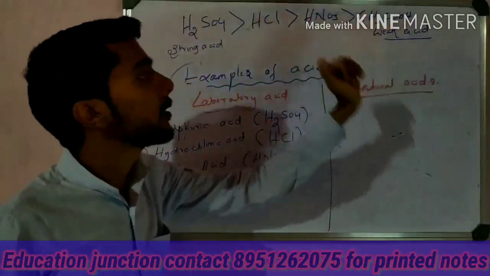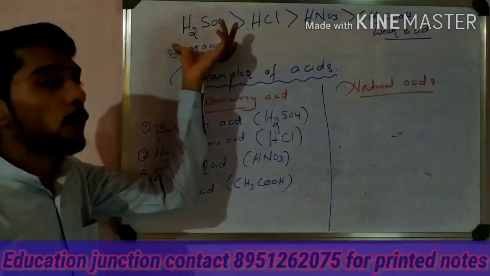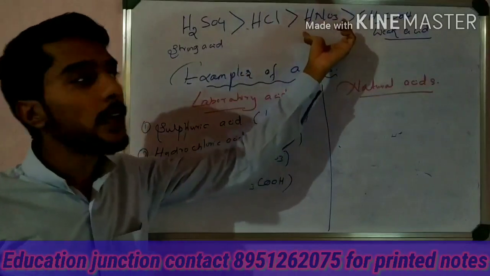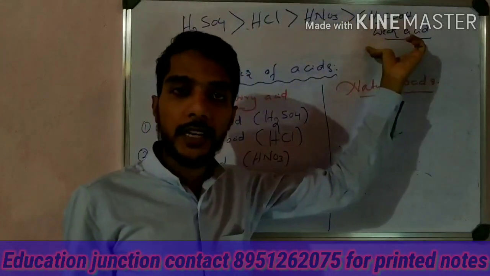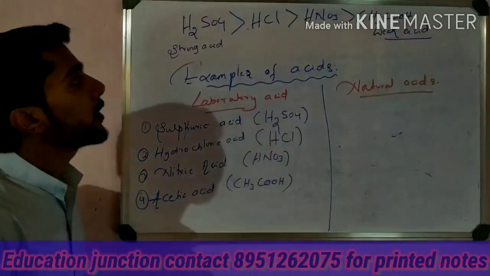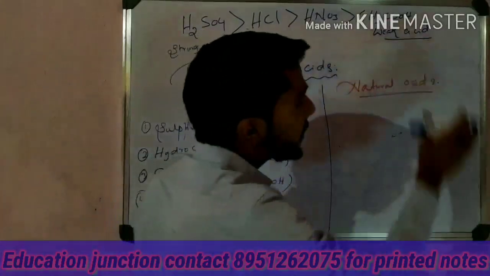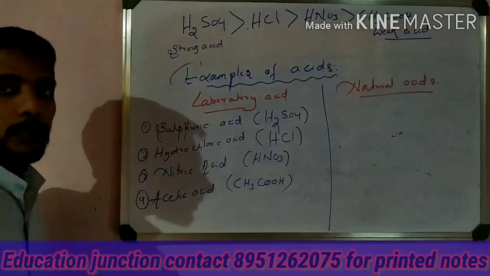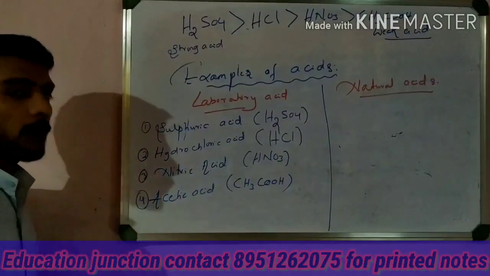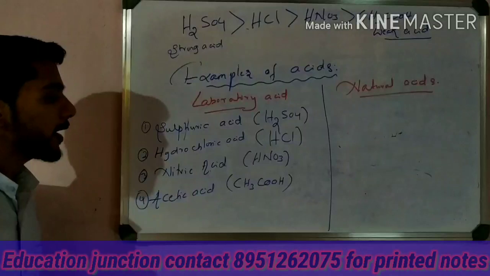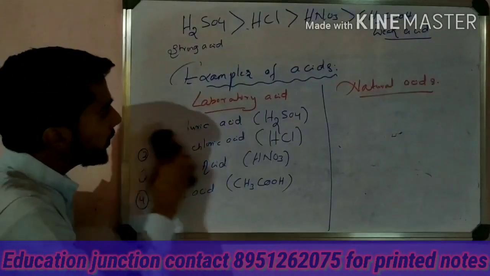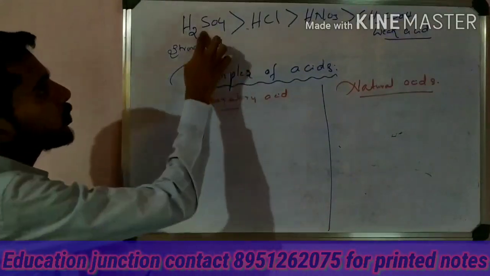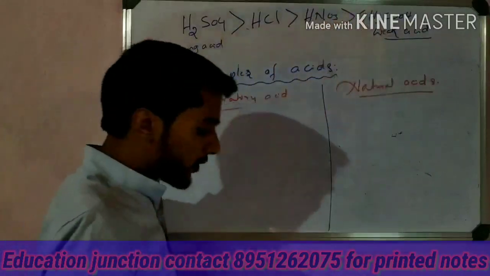That is the sequence of acids. First, the strongest is H2SO4, then less is HCl, then less is HNO3, then less is CH3COOH, acetic acid. So the weak acid is acetic acid. That is a very important point. Please note down all these acids. Stop my video and copy sulfuric acid, hydrochloric acid, nitric acid, and acetic acid. Write down this sequence: first H2SO4, then HCl, then HNO3, then CH3COOH.